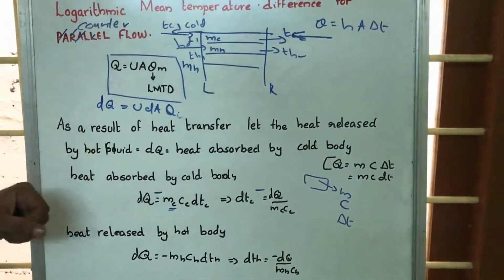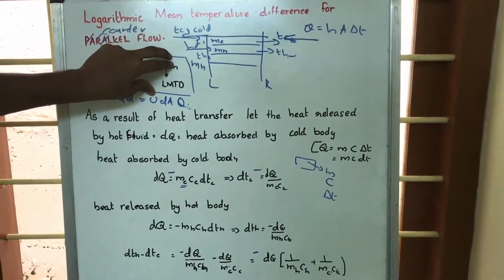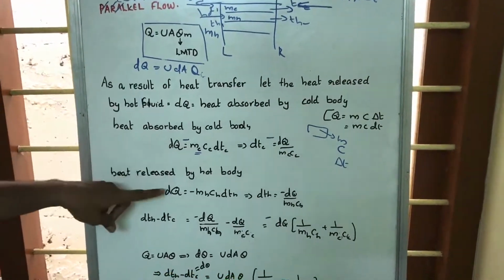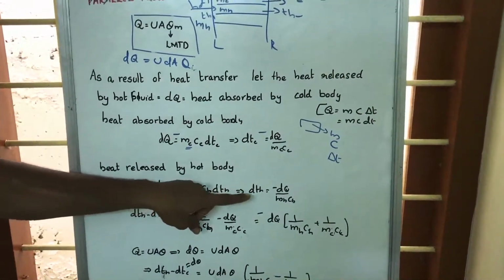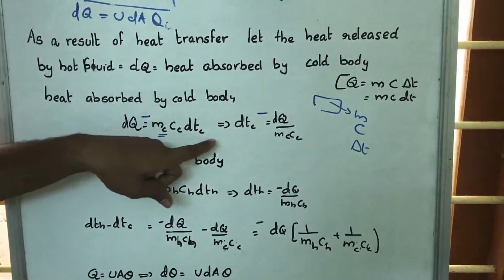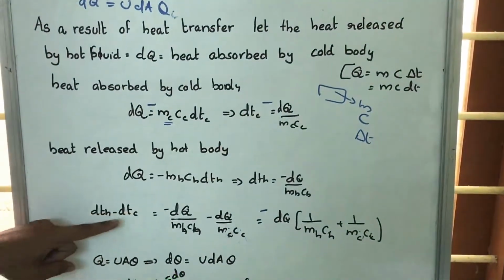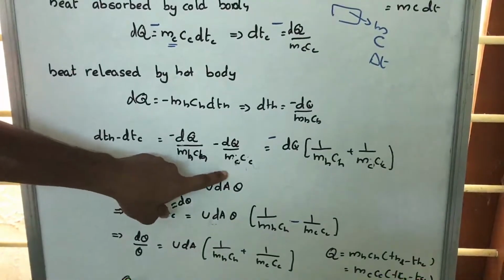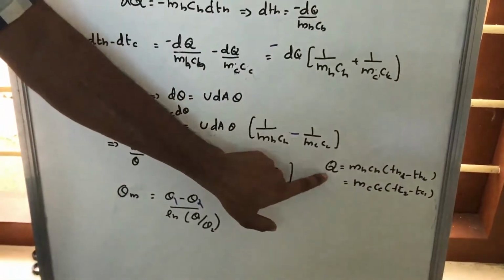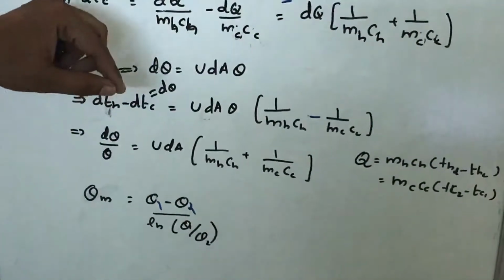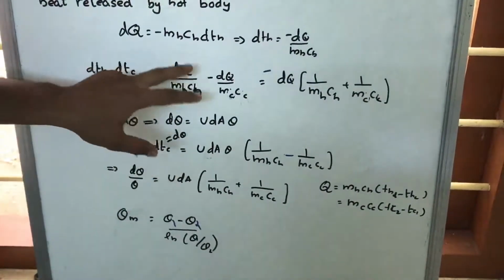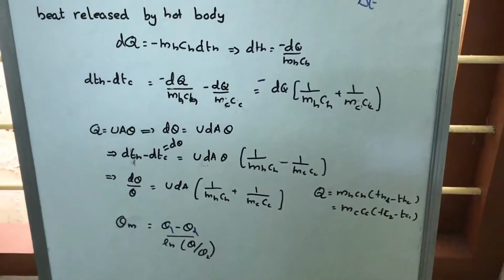First step is the heat released by the hot fluid, that is equal to minus mh ch dTh, from which we should take dTh. Then heat absorbed by the cold fluid, mc cc dTc, from which we should take dTc. Then dTh minus dTc, that is equal to this one. Just to say that mh ch and mc cc, we can substitute from this equation. Then just say Q is equal to UA theta m, so dQ is equal to U dA theta. Substitute that and just rearrange and let us write this equation.